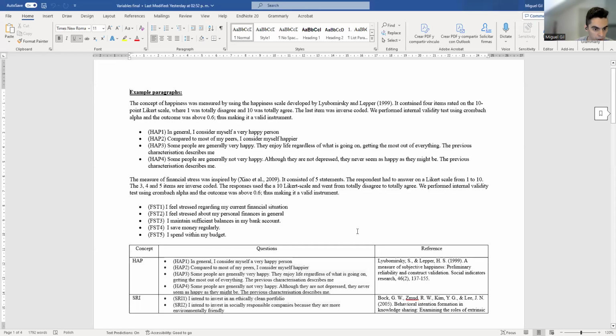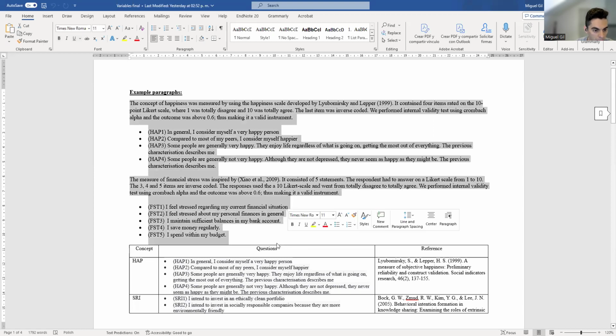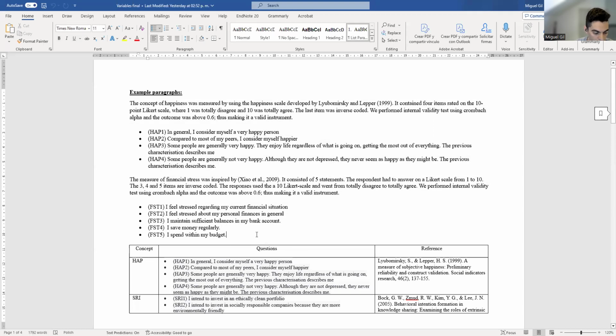I need to share something different. I prepared this document. You will have it in Canvas, where first of all, I have an example paragraph of what you need to write. Because in that section, in the data collection in 3.2, you need to show which questions you used to collect the quantitative data. It's very important that you are very transparent on this.